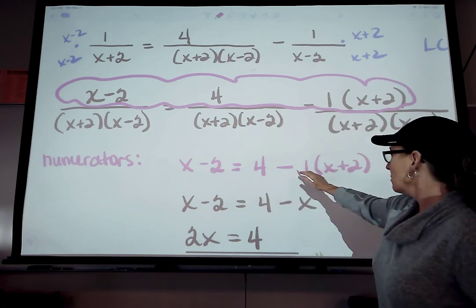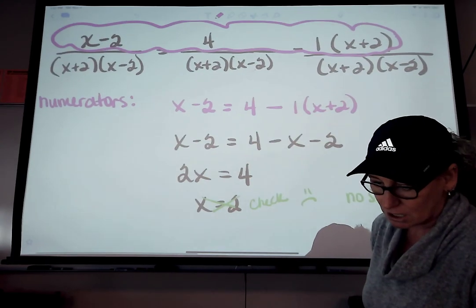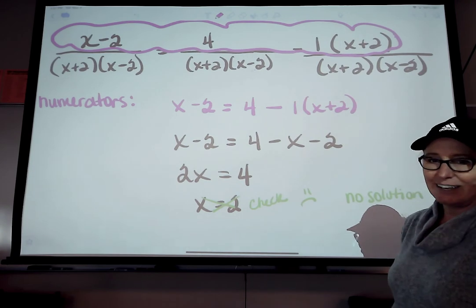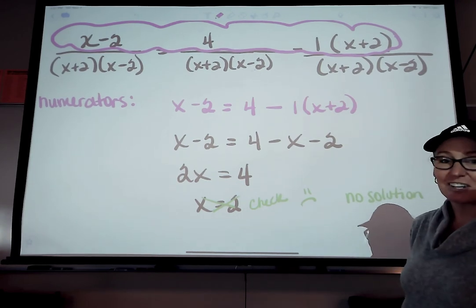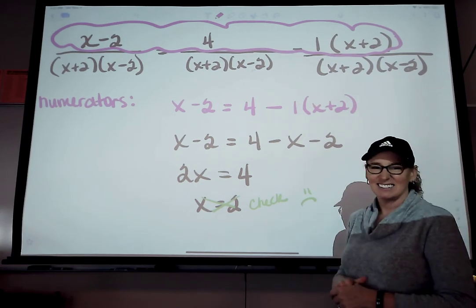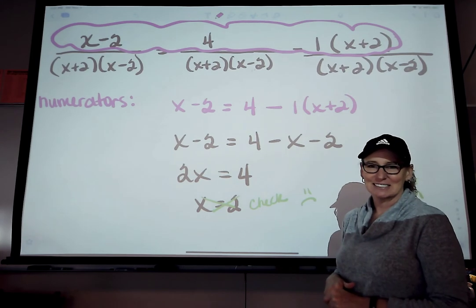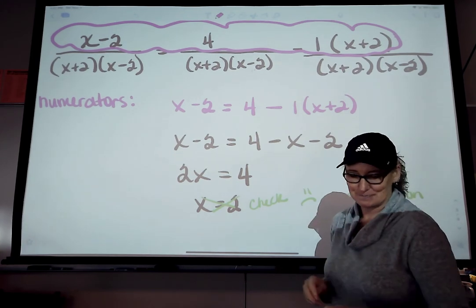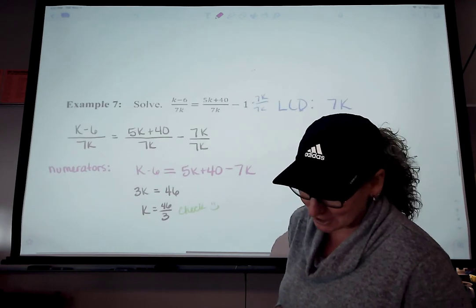The pink is what were my numerators. Distribute, blah, blah, blah, solve it, blah, blah, blah. Oh, man. I got x equals 2. Turns out, when I plug it back in, it doesn't work. Dang. I did all that, only to find out there's no solution. Well, wouldn't have known if I hadn't done all that work.